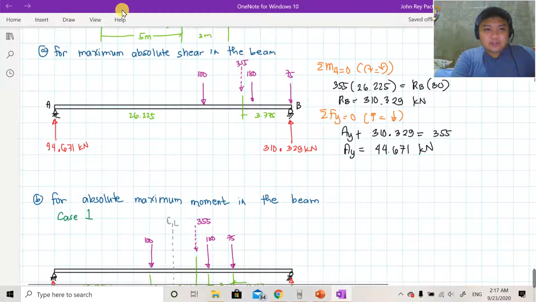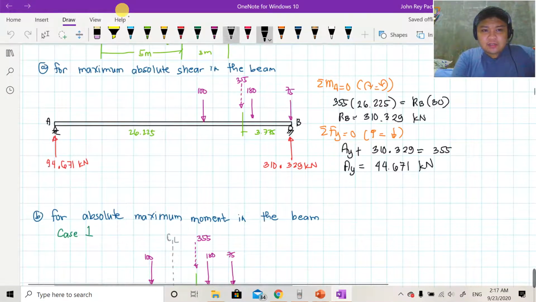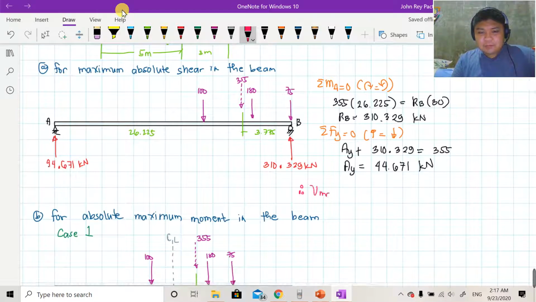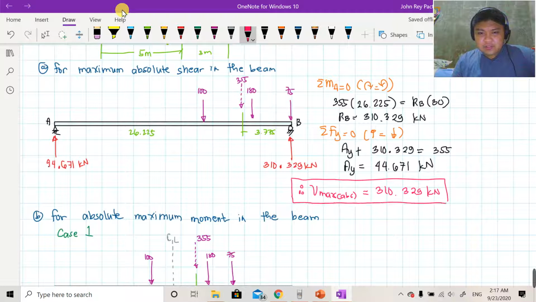So therefore, pag sinulat natin yan dito class, or pag naglagay na tayo ng conclusion, pwede nating sabihin na Vmax or the absolute maximum shear of the beam is 310.329 kilonewtons. So ito na class yung maximum absolute shear na sagot sa letter A. So balikan natin yung ating PowerPoint.